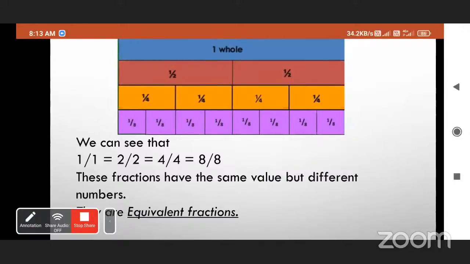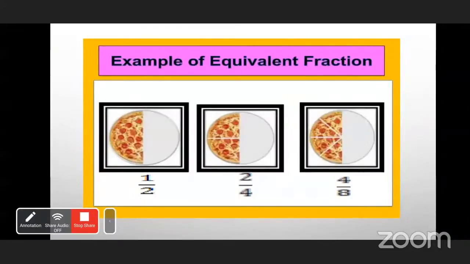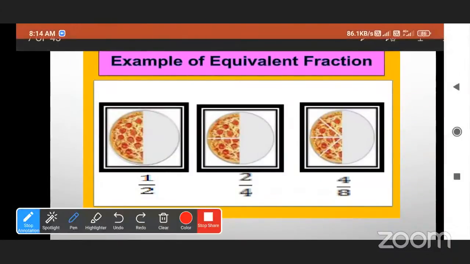Yes. Okay, now here is an example of equivalent fractions. See the first one. It is an example of a pizza. Read the fraction. 1 upon 2. Very good. Now in the second one, 2 upon 4. And in the third one, 4 upon 8. Okay, good. Now we will simplify these fractions.